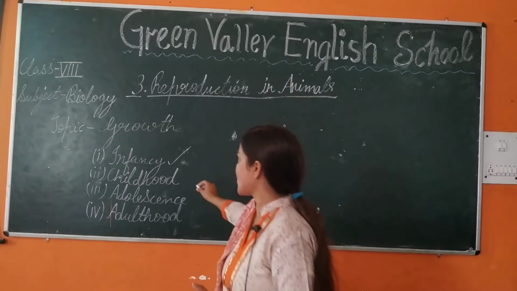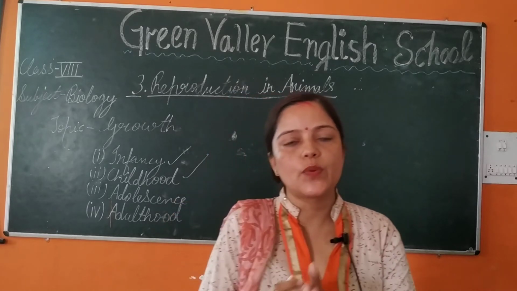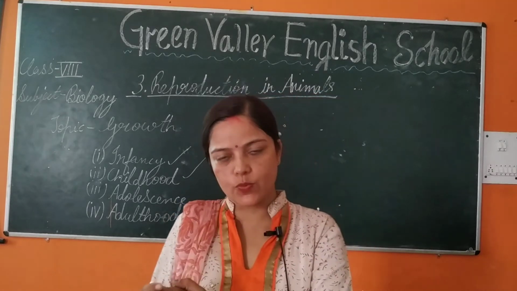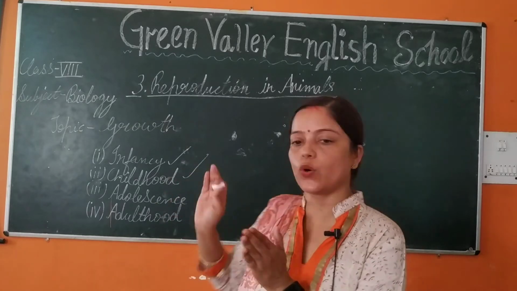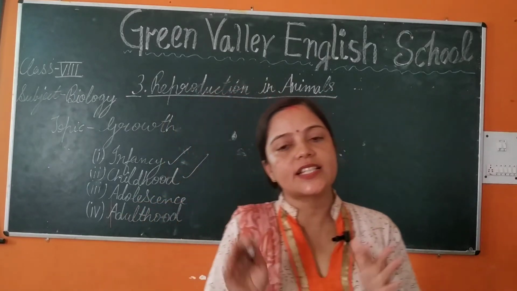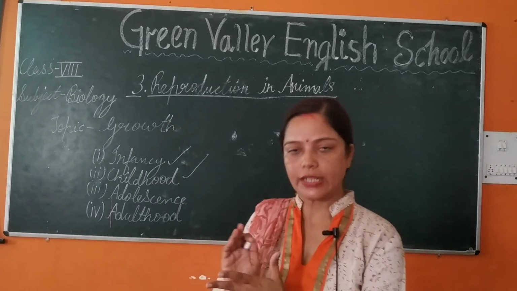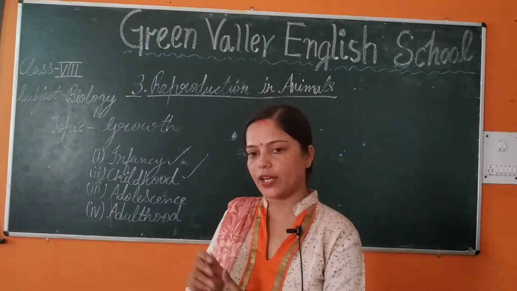Now comes childhood. What is childhood? This stage is between 3 to 11 years. When a child is 3 to 11 years, he is of childhood age. Various physical changes occur in the body during this time.